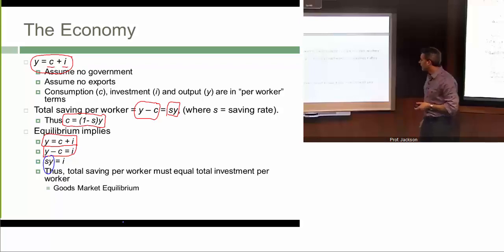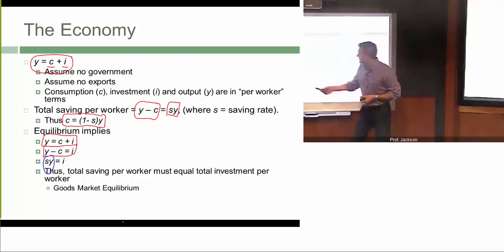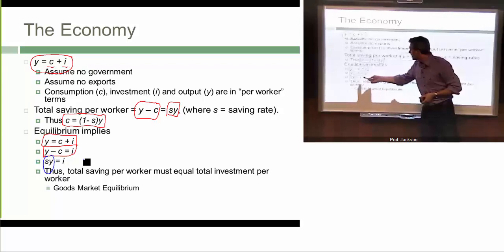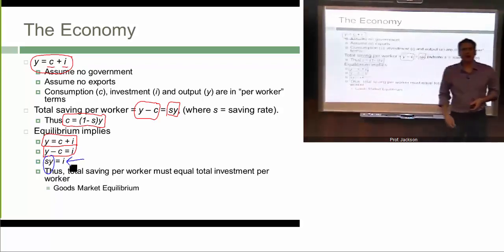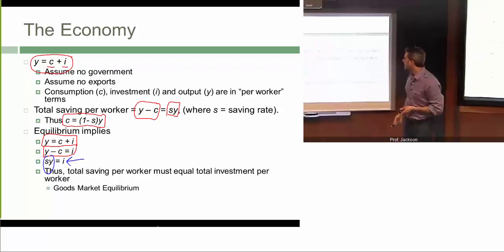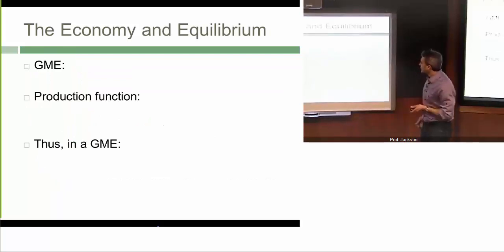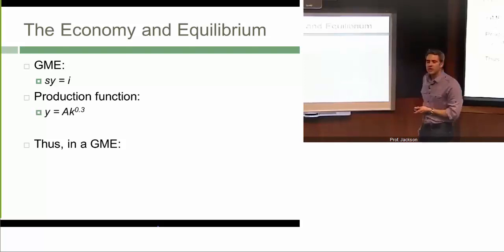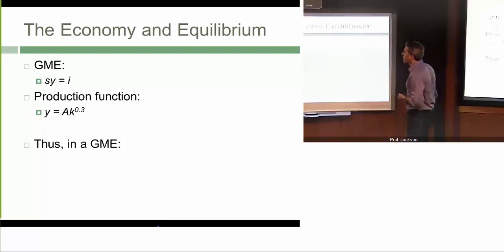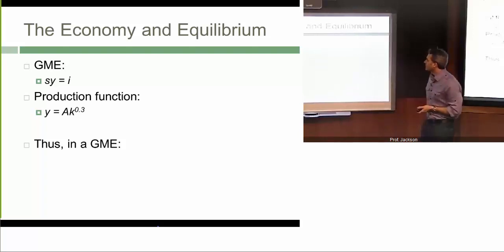So the punchline again is that this is really representative of a goods market equilibrium in the spirit of what we talked about in Chapter 4, where we have this goods market equilibrium between saving and investment. So let's look a little bit closer at the goods market equilibrium. Again, that's that expression there. And if we recall the production function in per worker terms, y is equal to A times k to the 0.3, we can put these things together to understand our goods market equilibrium.